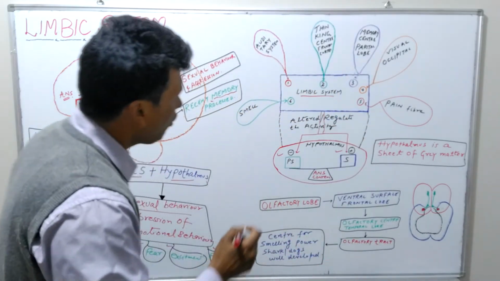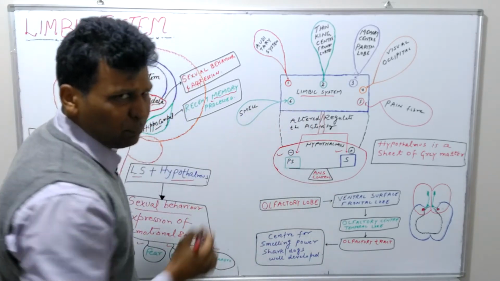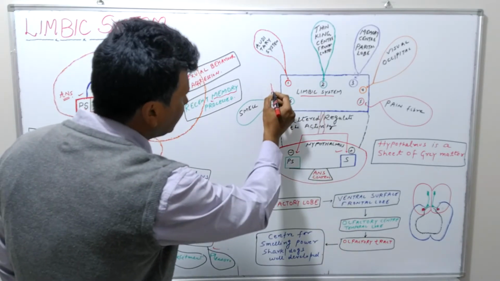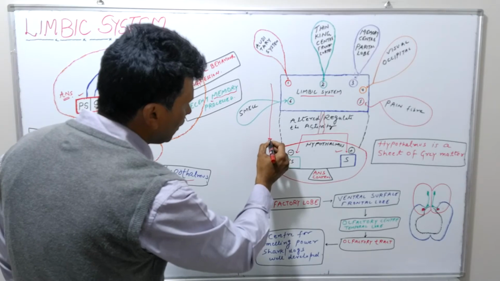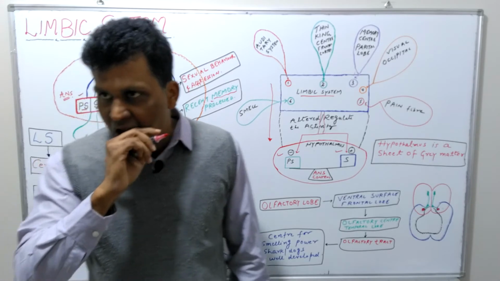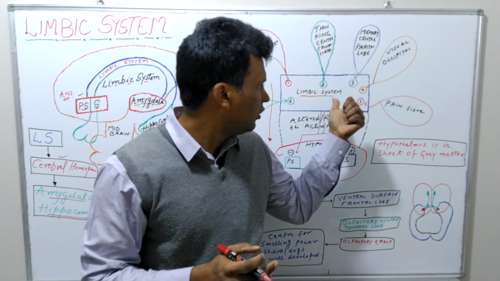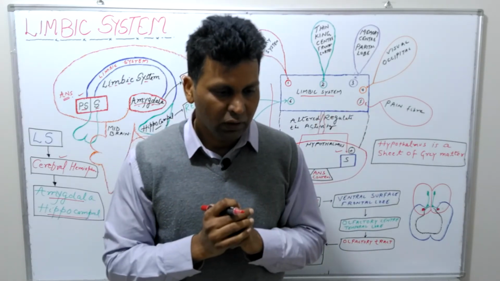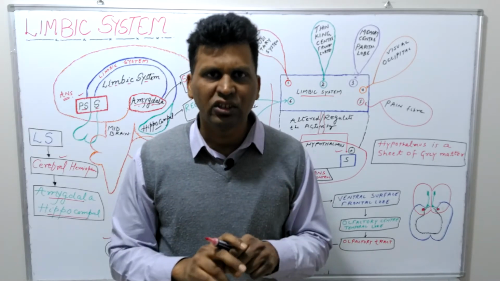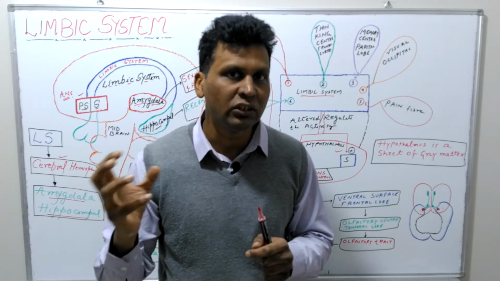Okay, now this is your limbic system. For example, let us take an example to understand this pathway. In a stressful situation, suppose you are standing on a street and suddenly you hear a dog barking, and this dog is coming towards you.